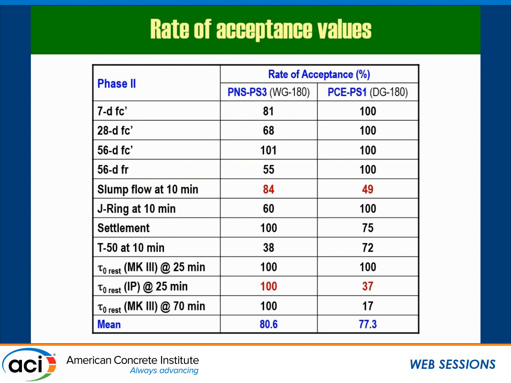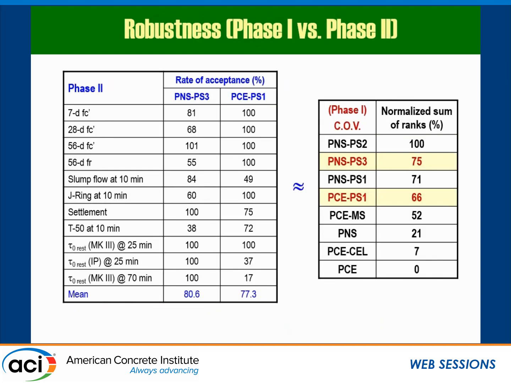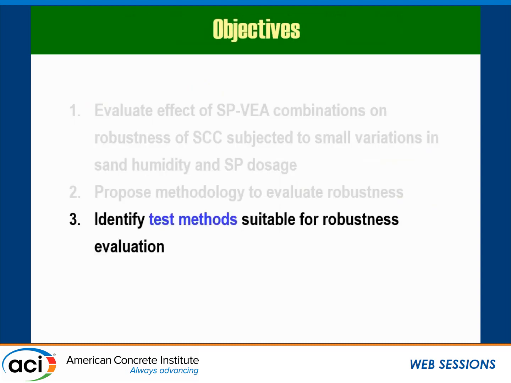And then if you look at all the values, mechanical properties, fresh properties, for the two mixtures that we did, the PNS plus the welan gum, and the polycarboxylate plus the diutan gum, both of them at 180. So the higher the values, the more stable the concrete. If you look at the average, they're very similar, 81 and 77%. And those were picked because they were the two approaches that more or less gave us the highest robustness. So you can compare this approach, coefficient of variation versus the rate of acceptance, and I think both of them are acceptable in terms of quantifying robustness.